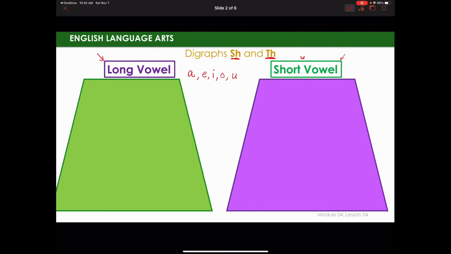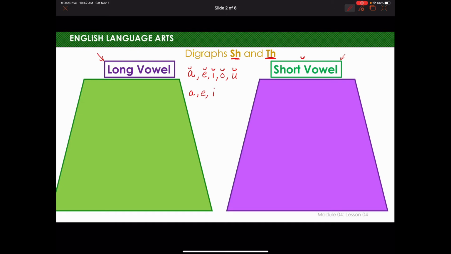So the short A sound says ah. The short E sound says eh, like in the word egg. The short I sound says ih, like in igloo. What does the short O sound say? You're right, ah. And then the short U sound says uh. Very good.